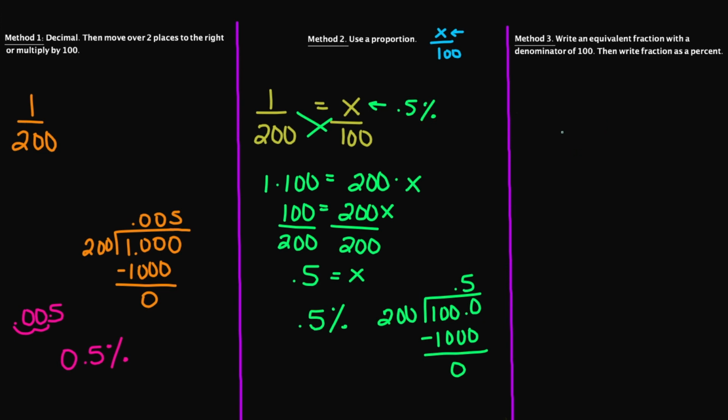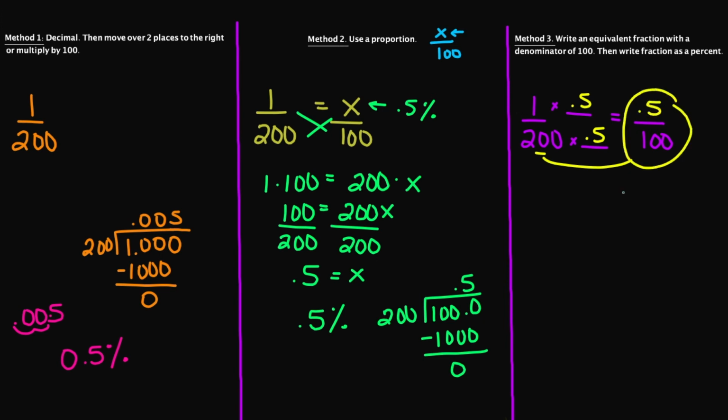So now let's look at method number 3. So what number times 200 is going to equal 100? And that's going to be 0.5. I'm going to multiply the top by 0.5 as well. So 1 times 0.5, which is 50%, this is going to equal 0.5. And 0.5 over 100, this is going to give us our 0.5%. Okay, remember 0.5 is the same as 0.50, and this is your 50%.